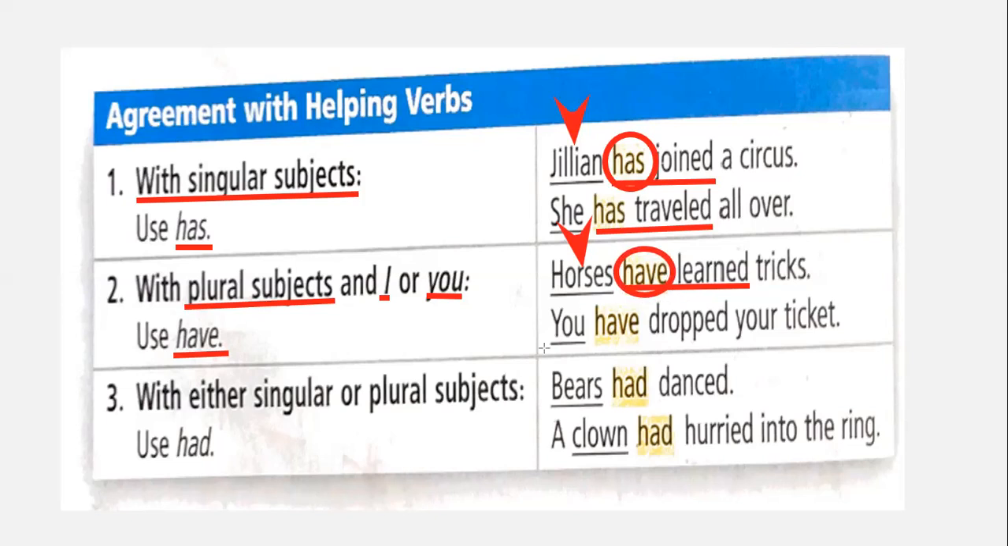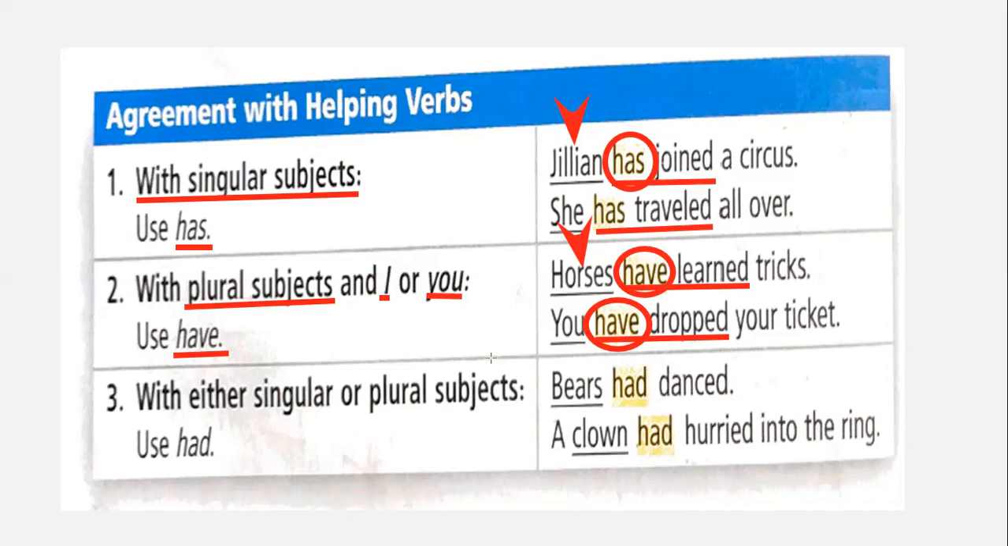In the second example, you have dropped your ticket. Again, we're using the helping verb have. Why? Do you guys know? Because you is an exception. Very good. So because you is an exception, we are going to use have to help the verb in the past tense. Okay? So then you have dropped your ticket.